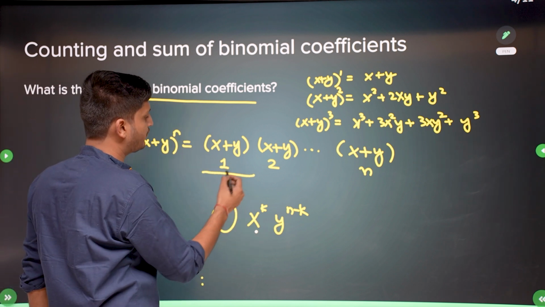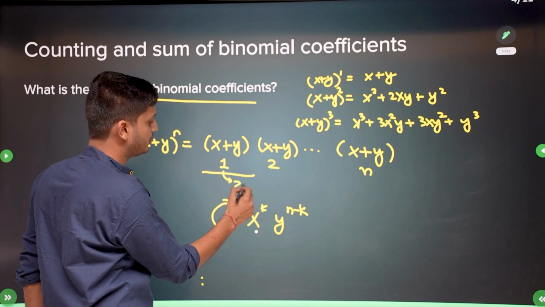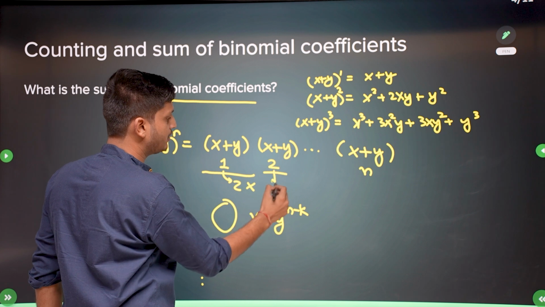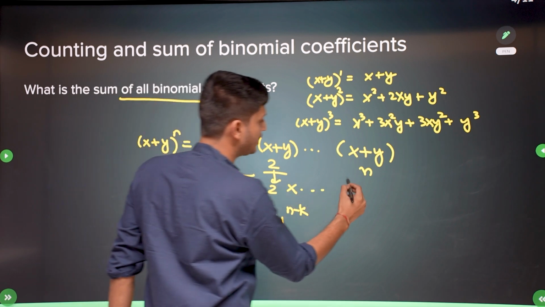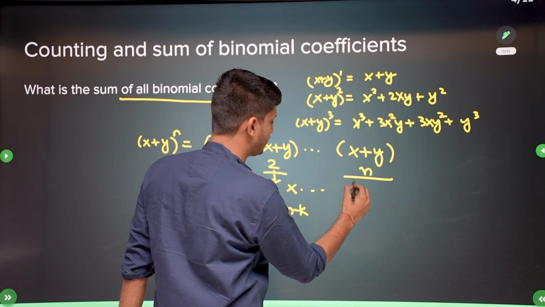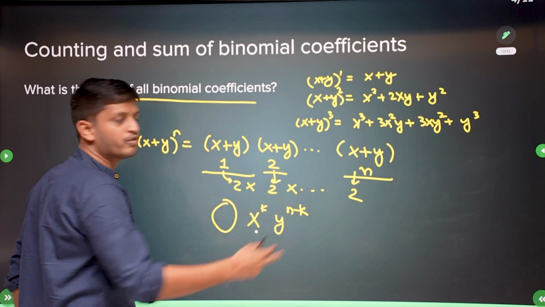You have two options for every container. You can take an x or y from here. You can take an x or y from the second container. And similarly, you can take either an x or a y from this container.